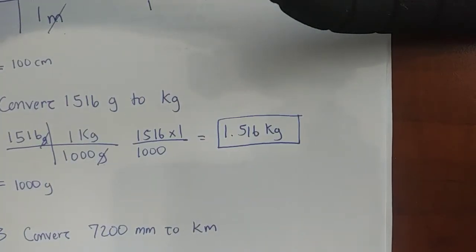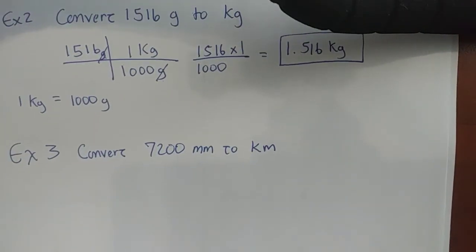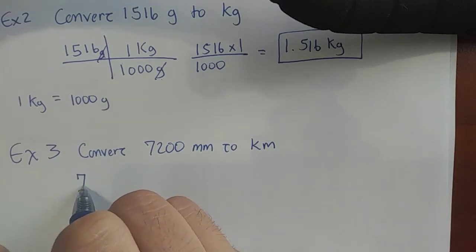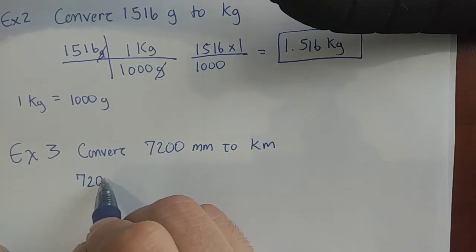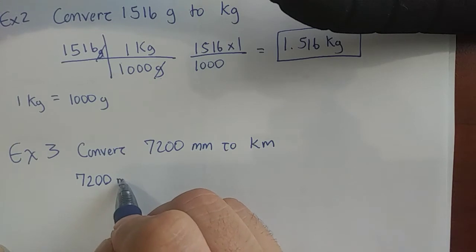So we're going to use a couple of conversions, and we find them either in charts, like in our book, and I'll show you that in a minute. And you can also find them just from our notes. All right, so we're going to start off with what's given. 7,200 millimeters.